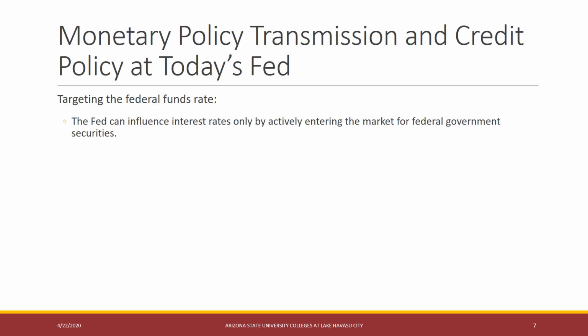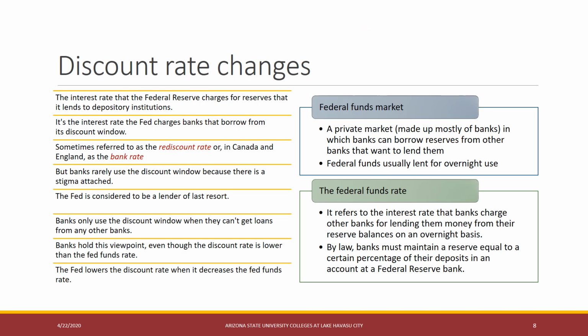Now let us turn to monetary policy transmission and credit policy at the Fed. The Fed can influence the interest rate only by actively entering the market for federal government securities. Now, one of the important concepts is discount rate changes.